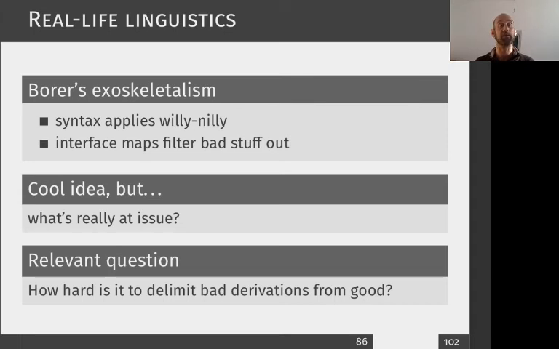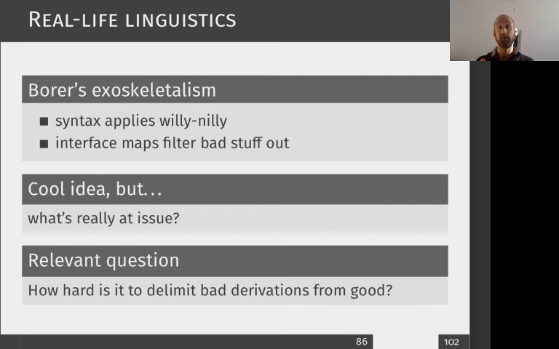I think it's not just Hegel Borer that has this idea. I think a lot of people have this idea. But what's really at issue here? How would we decide if this is the right idea or not? And so I think a relevant question is, how hard is it to delimit bad derivations from good derivations?